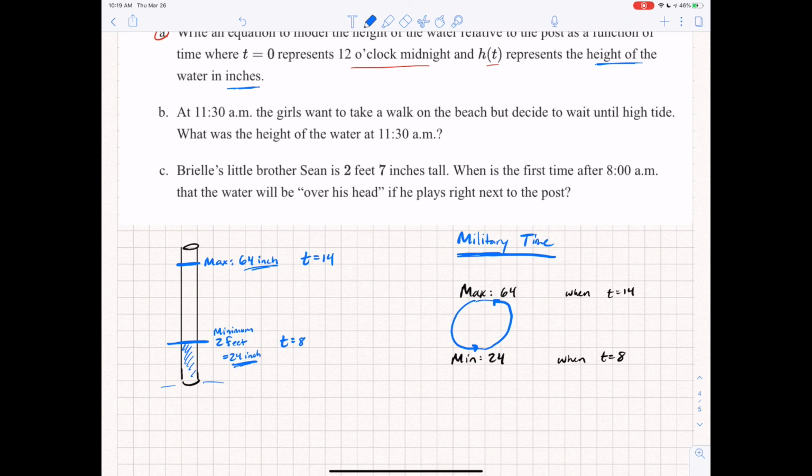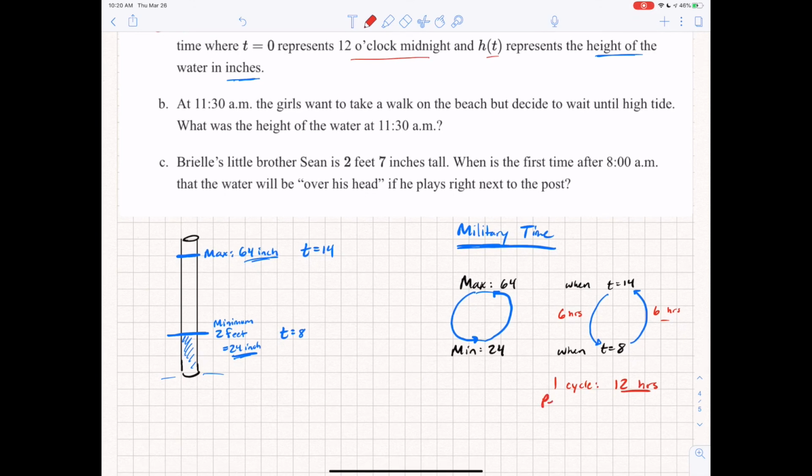Well, how long does it take to complete one full cycle? In other words, how long does it take to go from 8 to 14 and then 14 back? Well, 8 to 14 is pretty easy to see. I can just subtract. This would take 6 hours. But if it takes 6 hours for it to go from min to max, if we're assuming that this is going to be symmetric and be a perfect circle, then it should take the same amount of time to go back to the min. So one cycle is 12 hours, which is nice because that's half a day.